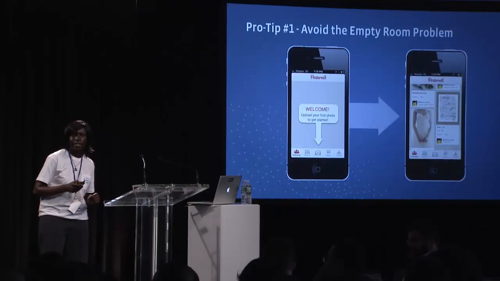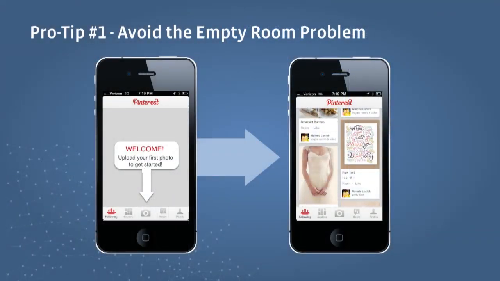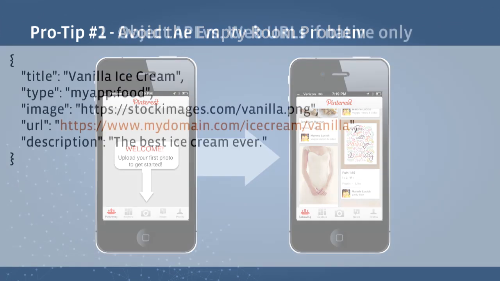I just want to go through some quick pro tips that you need to think about. Prashant talked about the empty room problem. With the Object API, you are actually able to read objects. So we've created a really easy way to read all the objects. These are app-owned objects, and you definitely want to use the Object Read API to read objects and avoid the empty room problem.